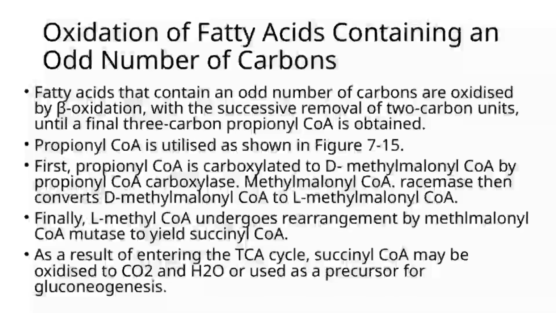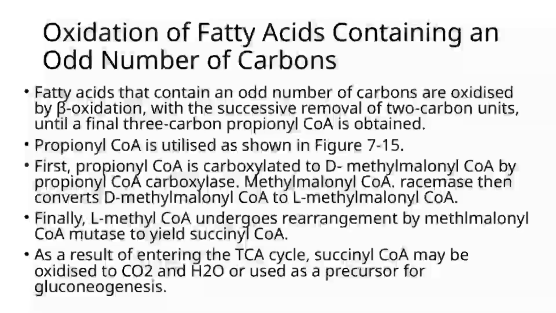Once inside the cycle, succinyl-CoA can be oxidized further to produce carbon dioxide and water, releasing energy, or it can serve as a precursor for gluconeogenesis, helping to maintain blood glucose levels. So, in summary, the oxidation of odd-chain fatty acids involves a series of conversions that ultimately feed into the TCA cycle, highlighting the body's versatile mechanisms for energy production and metabolic flexibility.